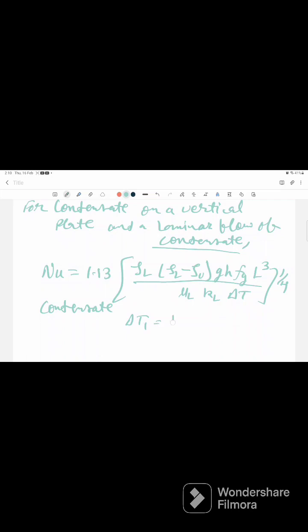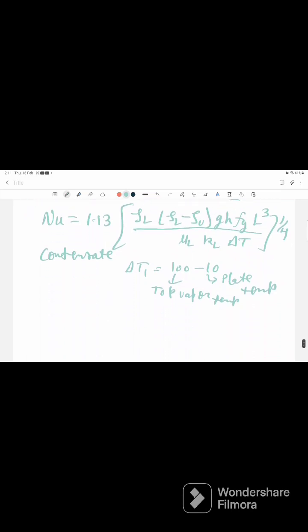Delta T1 is 100 minus 10. This is the plate temperature and this is the top vapors temperature.